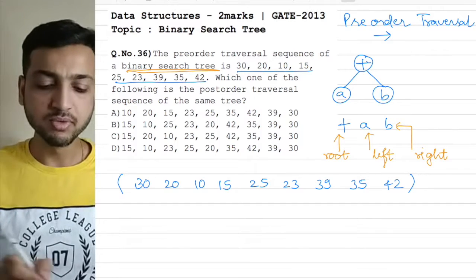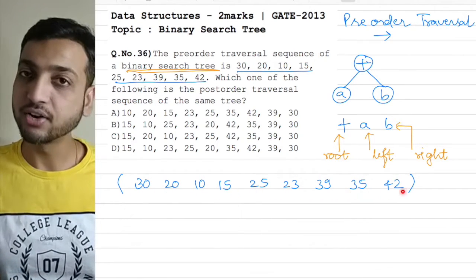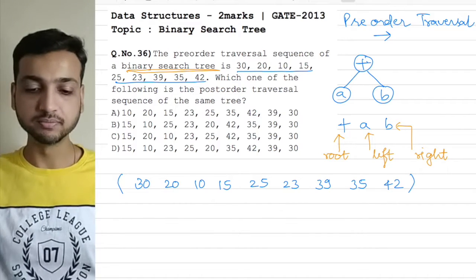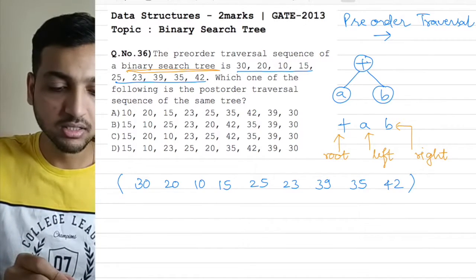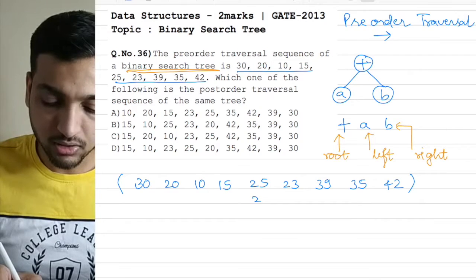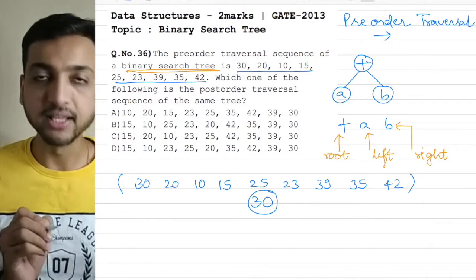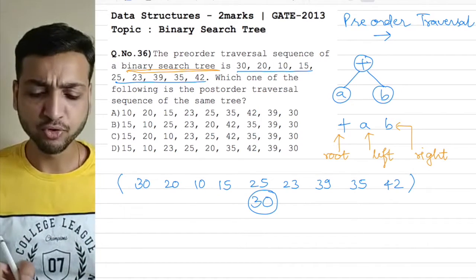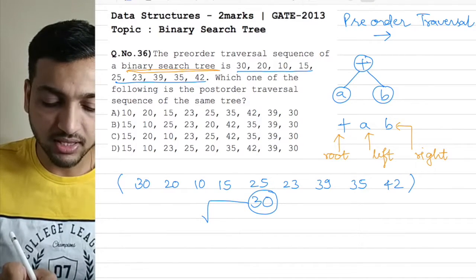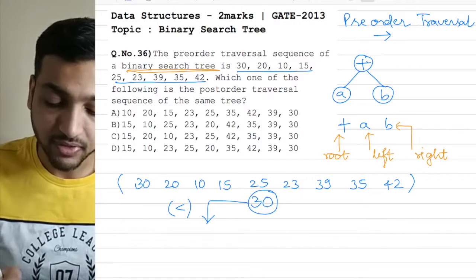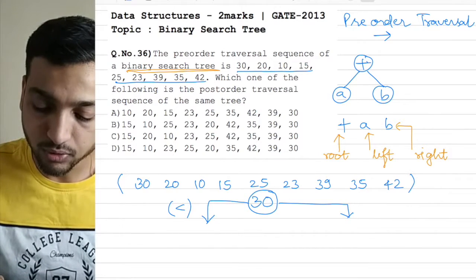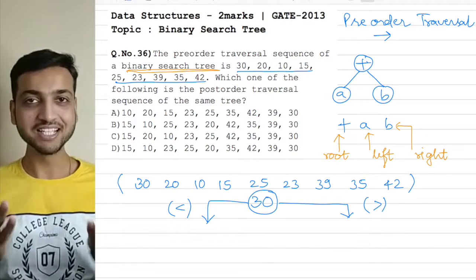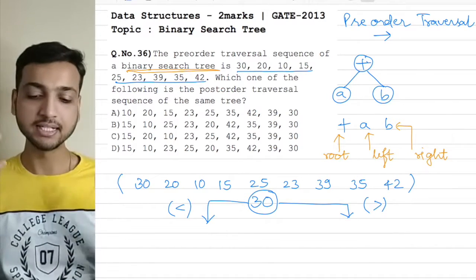So it is very safe to assume that in this entire pre-order traversal sequence, 30 is the root of our binary search tree. So let's make a note of that. Yes, so 30 is going to be the root of my binary search tree. Now since it's a binary search tree, we all know the important property of binary search tree, that everything to its left is going to be less than and everything to its right is going to be greater than. So everything to the left of 30 is going to be less than 30 and everything to the right of 30 is going to be greater than 30.